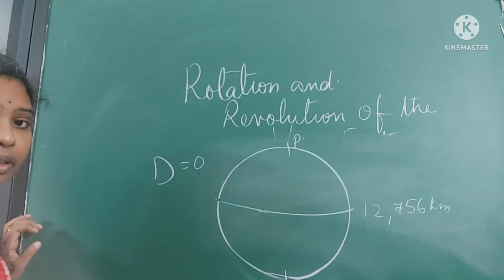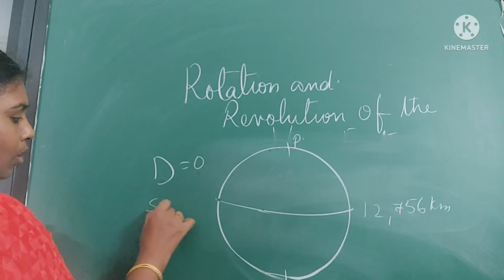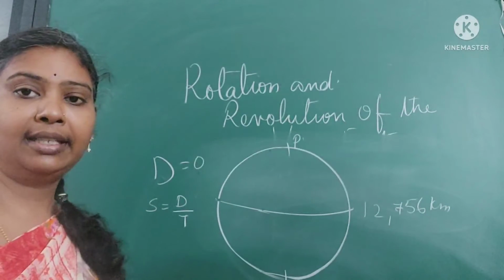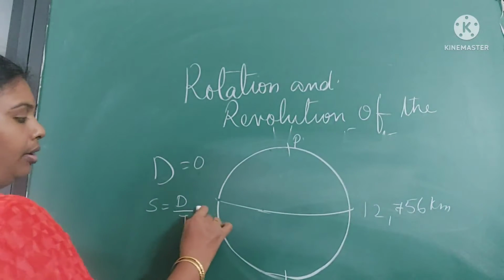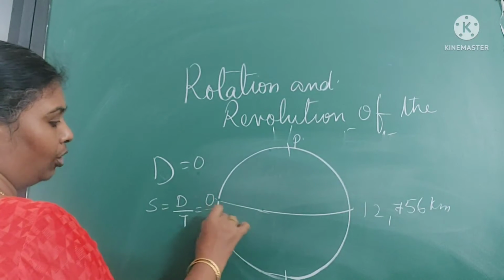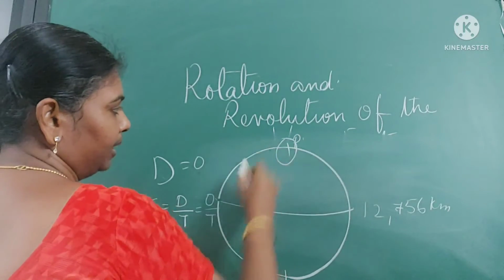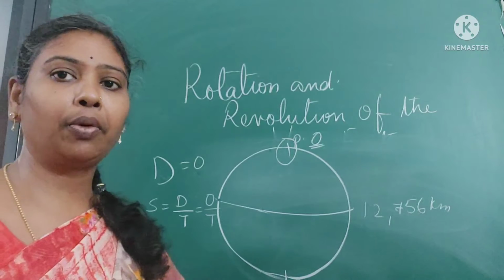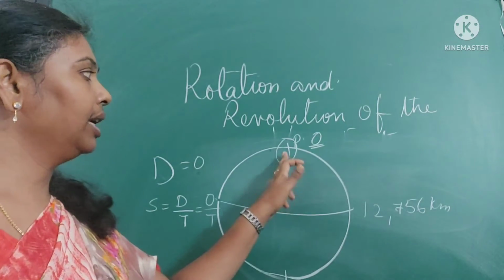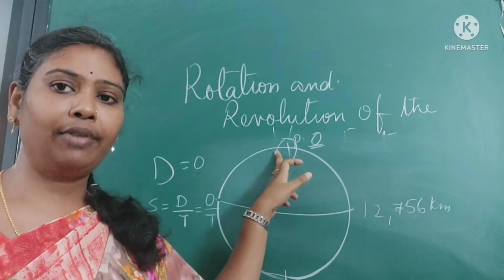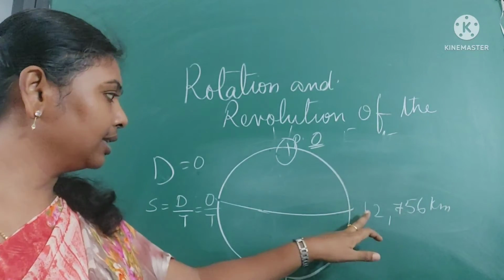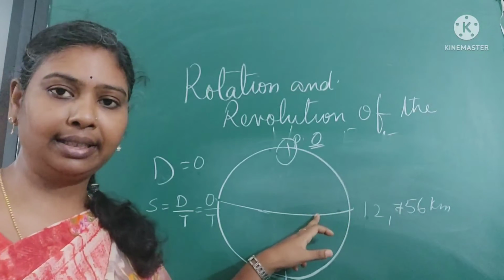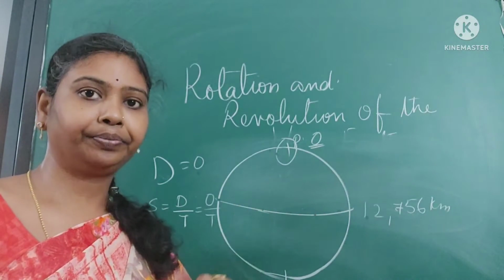We know the formula for speed is equal to distance by time. Now we are substituting here the distance 0 by time. That is why the speed at the pole will be 0. So here we have the movement of the Earth very slow. Since the distance here is more, we have the rotation of the Earth at a faster pace near the equator.